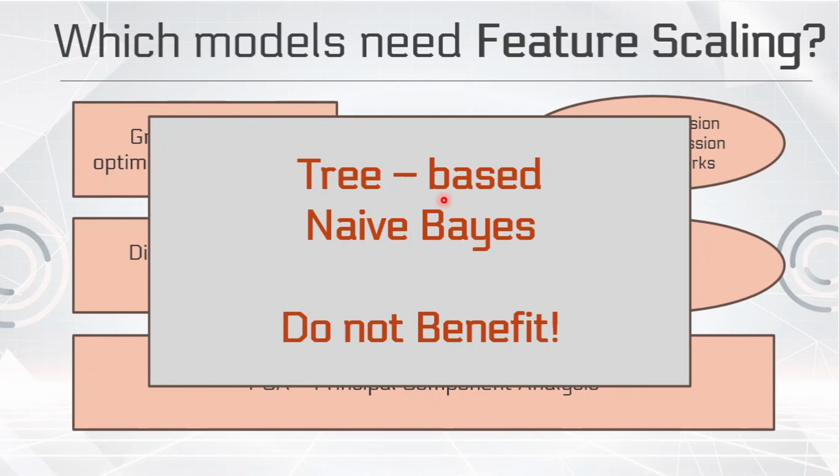Tree-based and Naive Bayes algorithms do not benefit from feature scaling, because in tree-based algorithms, what is important is the comparison of data rather than the values. Also, for Naive Bayes, we have probabilities, so we do not have interest in the values of the features. That's why these two kinds of models do not benefit from feature scaling.